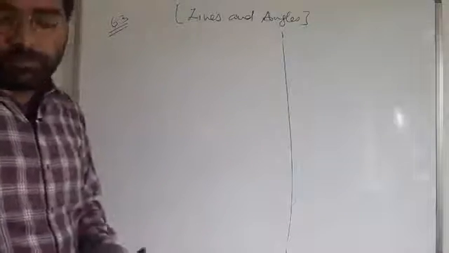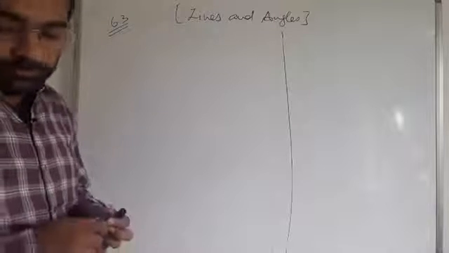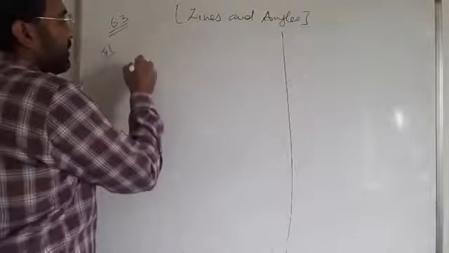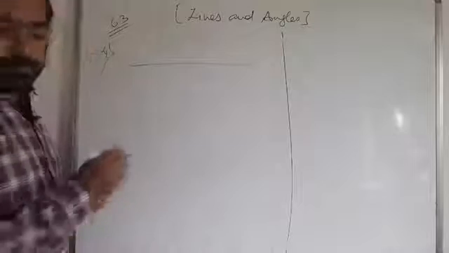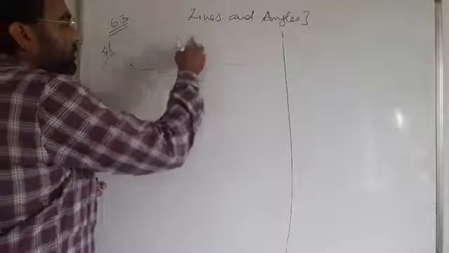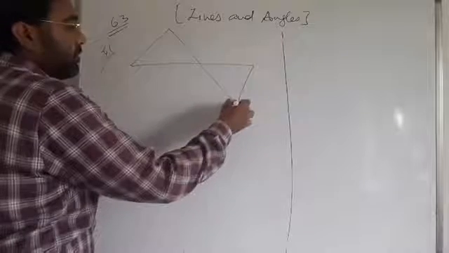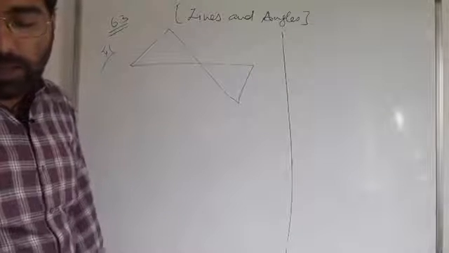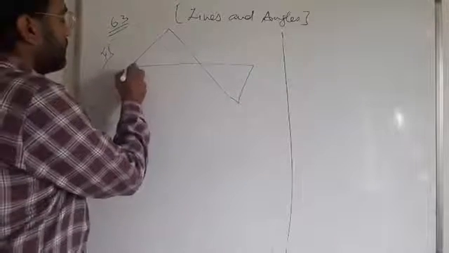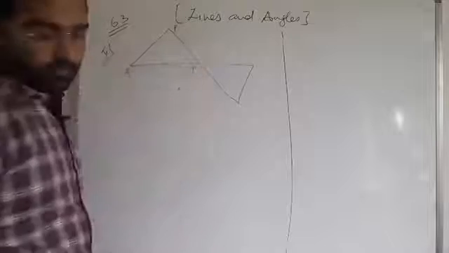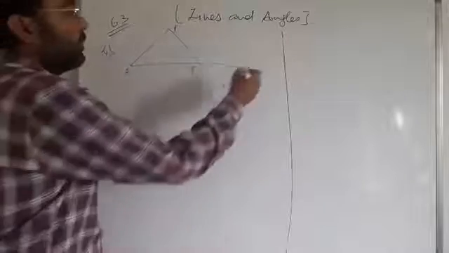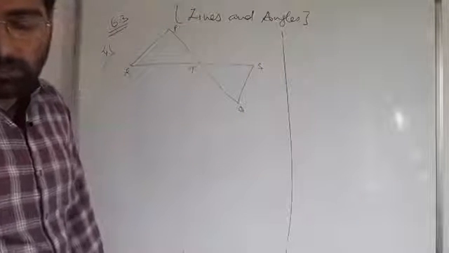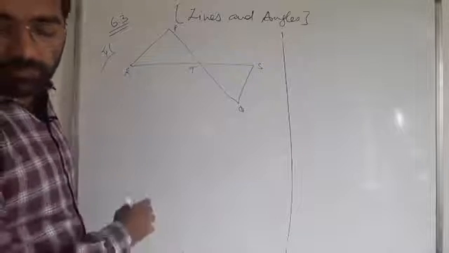In question number 4, a figure is also given. This kind of figure is given: RPT and TSQ. Two triangles are given. One of the triangles has angles of 95 and 40 degrees.